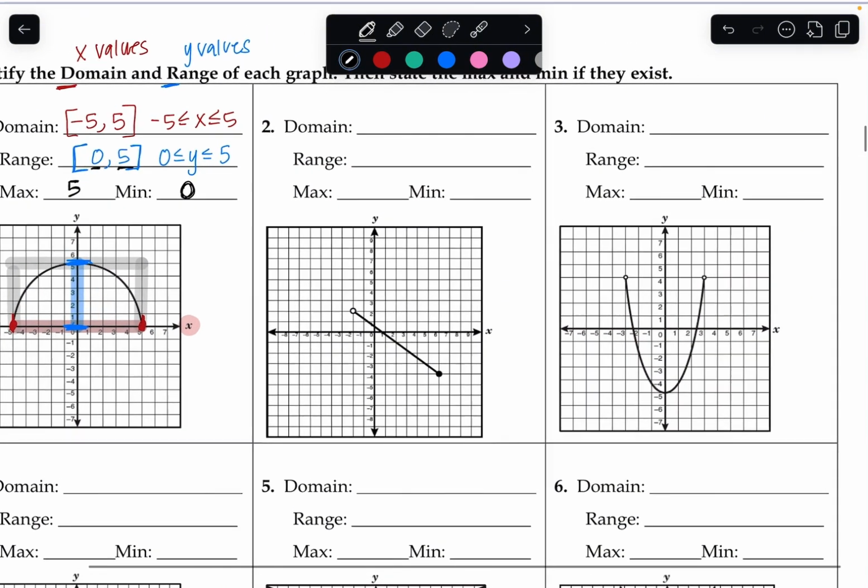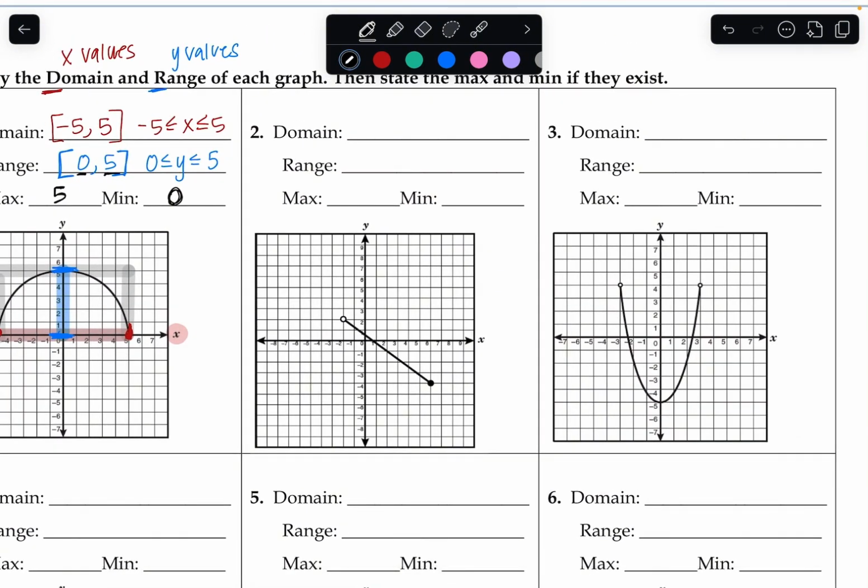Okay, for this next example, I'm going to go ahead and draw the box around the function. And so the left side of my box would be here at -2. The bottom of my box would be here at -4. The right side of my box would be here at 6. And then the top of my box would be +2.